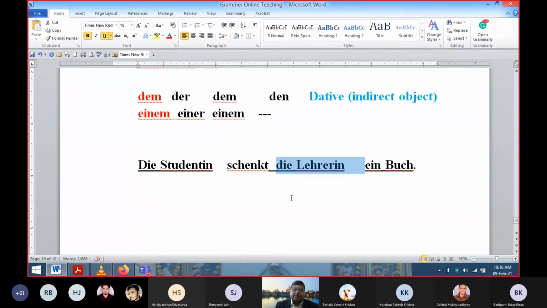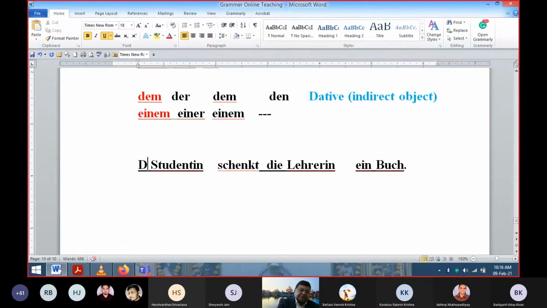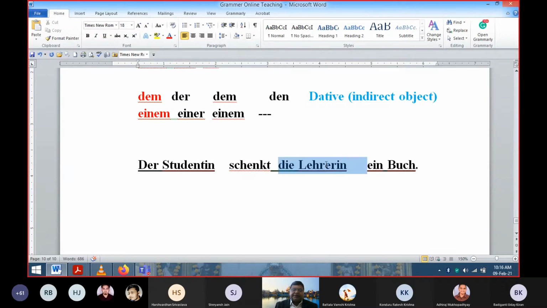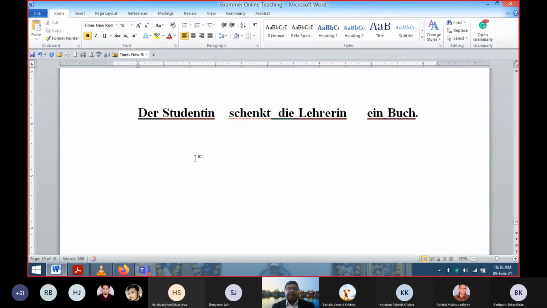So this is the subject now. And then what change will be here? Der. Yes, dear student. So you can rewrite the sentence by putting die Lehrerin. You can write it in the beginning also. So you will make die Lehrerin schenkt der Studentin ein Buch. Okay, let me write some other words.